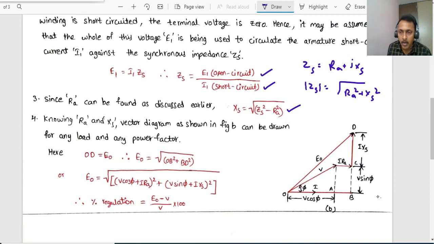Now this is the terminal voltage V. Now Ra indicates the armature resistance.